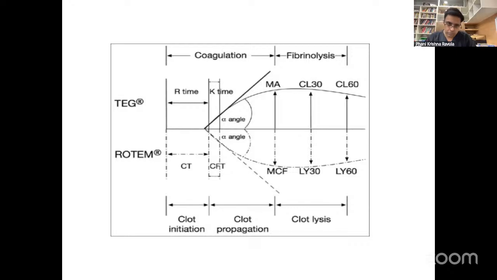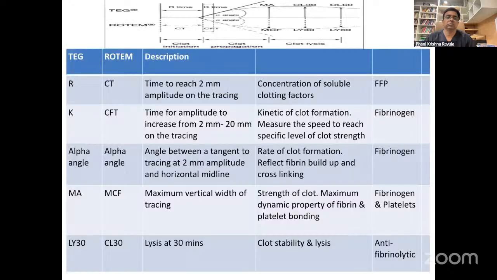CFT in ROTEM corresponds to K time. Angle remains the same. Maximum clot firmness in ROTEM corresponds to MA. And lysis at 30 and 60 minutes is the same. The definition is the same, and the interpretation is the same. So if R time in TEG, or CT in ROTEM, is prolonged, it means the patient has a deficiency in a soluble protein factor.